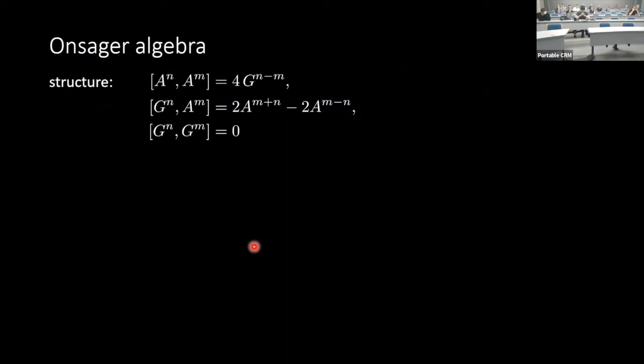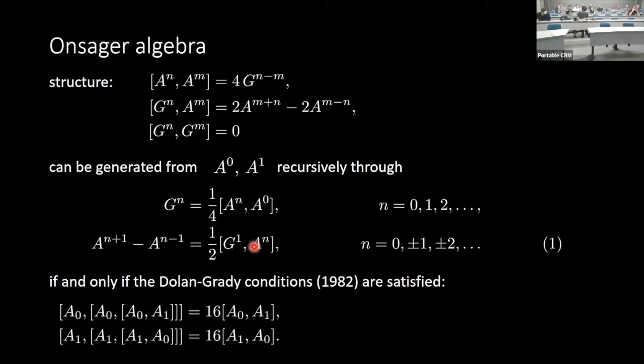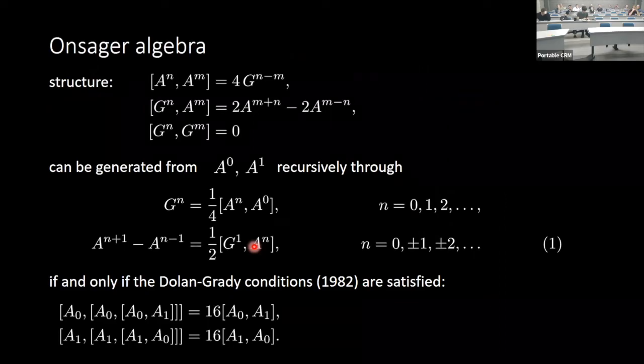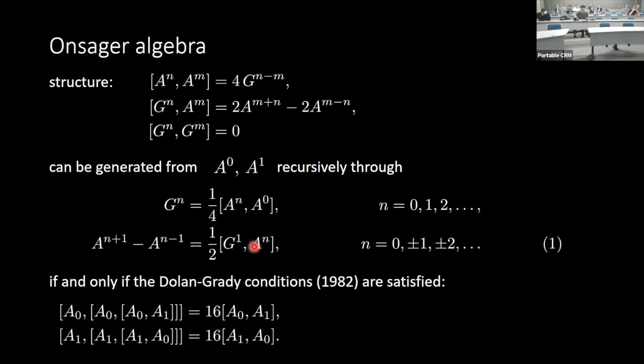Now let's come to the structure of the Onsager algebra. It was already discussed in this conference several times, so we just cite it one more time. The algebra can be generated from A0 and A1 recursively through these relations, and the conditions under which A0 and A1 actually generate the Onsager algebra are the Dolan-Grady conditions.